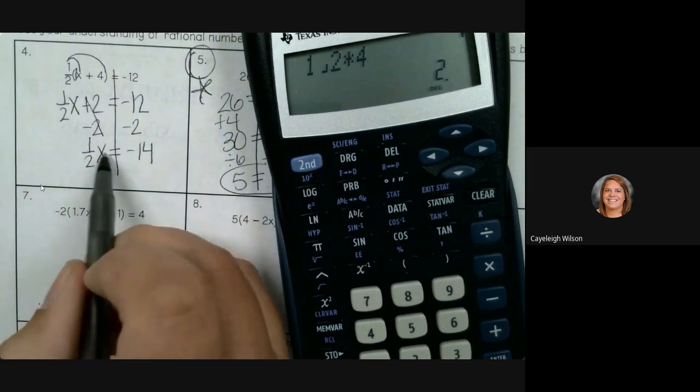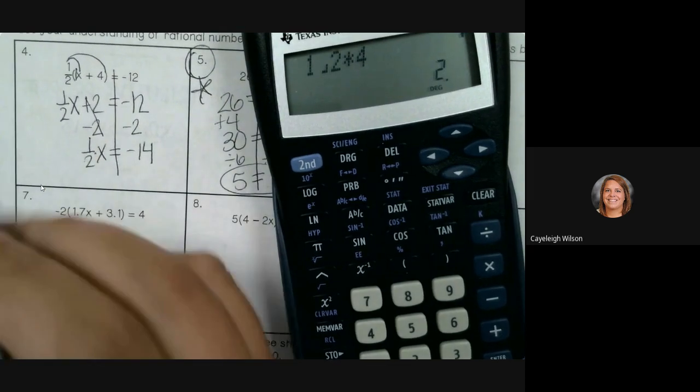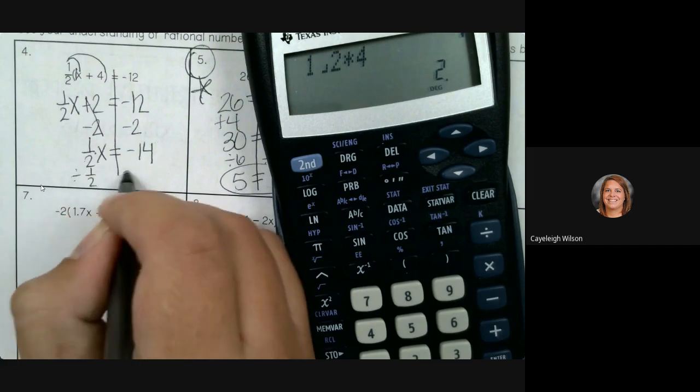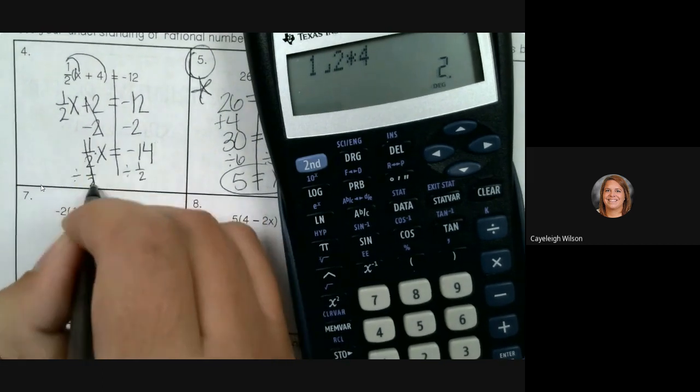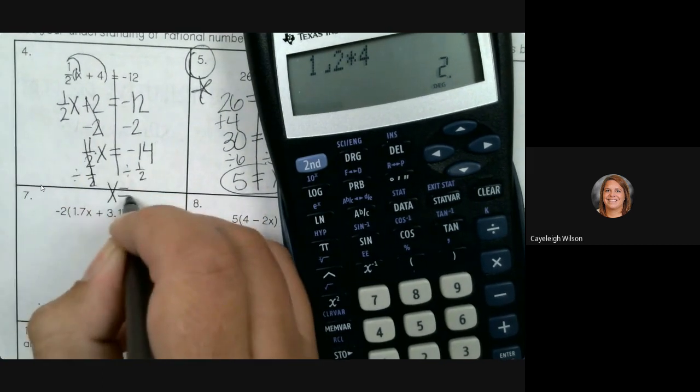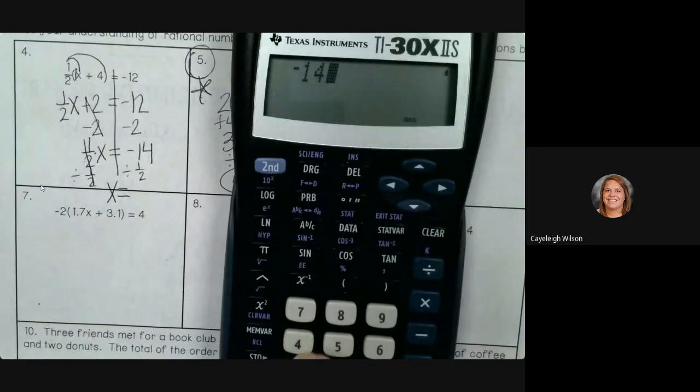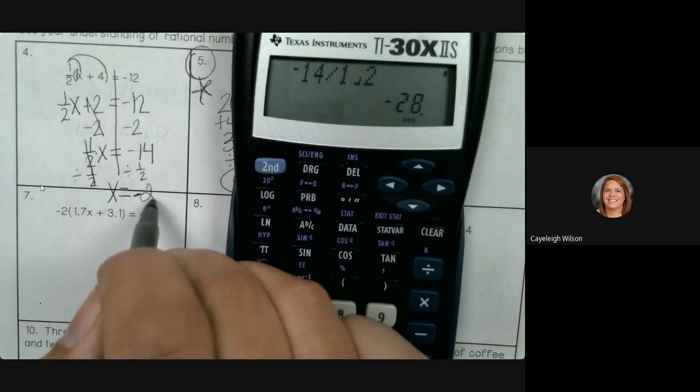And this is 1/2 times x because there's nothing between them. So I'll divide by 1/2. So 1/2 divided by 1/2 is gone. And negative 14 divided by 1/2: 1 ABC 2. Hit enter, and I get negative 28.